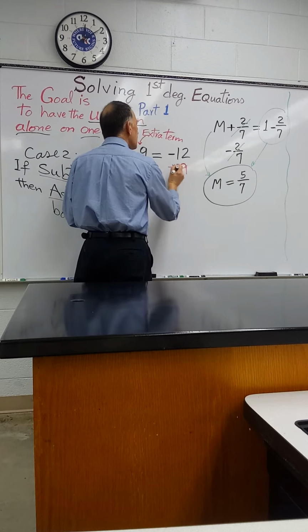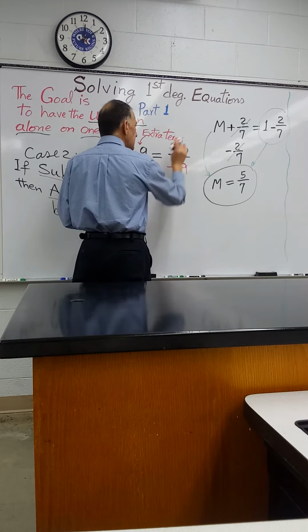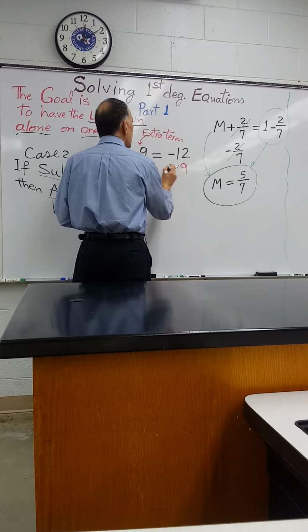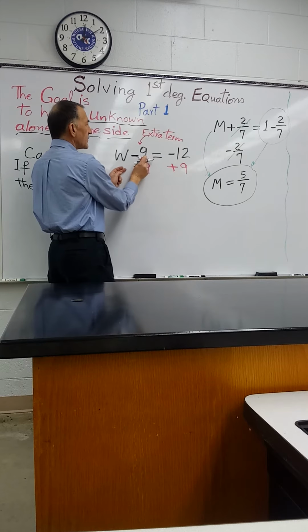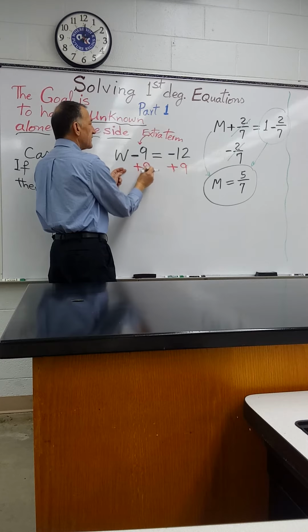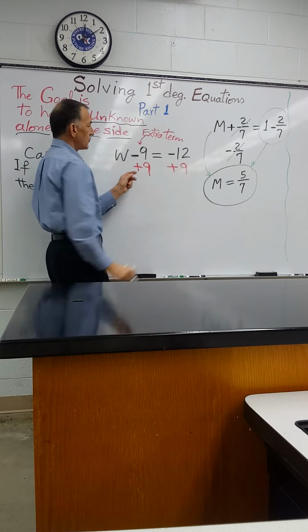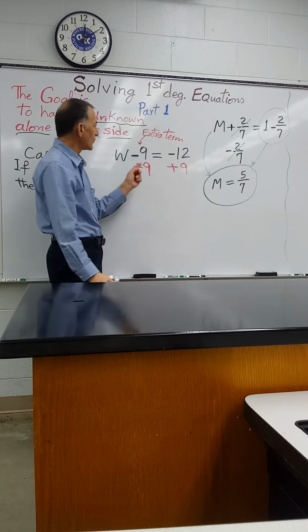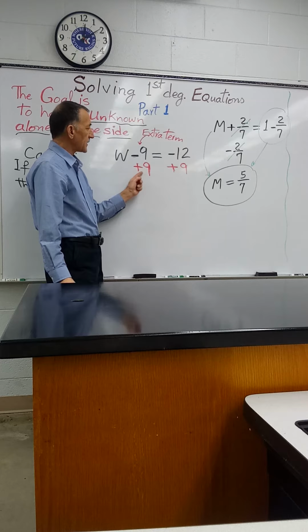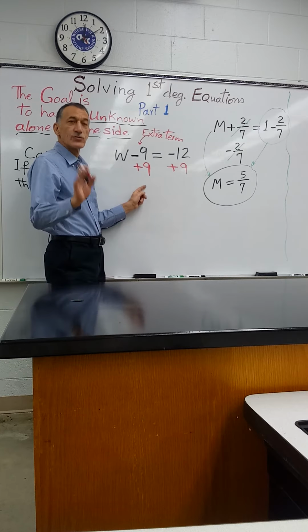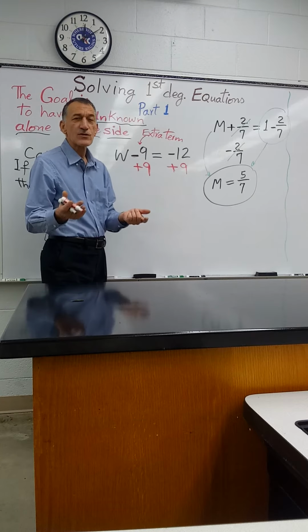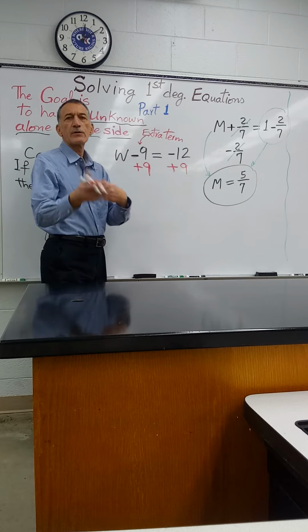Now, if you notice, don't worry about the right side. You worry about the left side, because that's where you want to get rid of the negative 9. Another quick check is that if you have a negative 9 and a plus 9, and it gives you 0, you're doing the right thing. If it doesn't give you 0, you're doing the wrong thing. You're going around the circle.